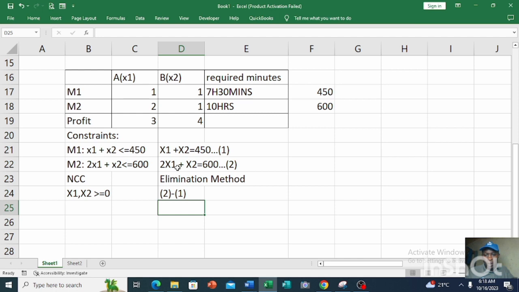So we are going to have 2x1 take away this. So we have, we use big brackets now, of 2x1 take away x1, plus x2 take away x2, should be equal to 600 take away 450.